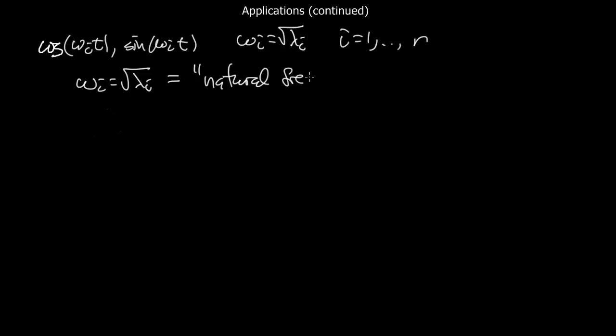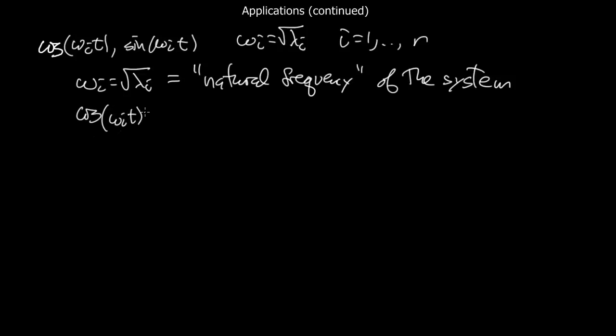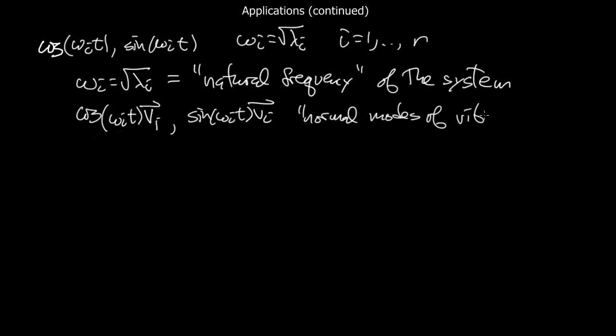And these omega i's are called the natural frequencies of the system. What that means is that depending on your initial conditions, it might actually be just a single omega i in a very simple periodic motion. And then the general solution is a linear combination of these. And these ones with just a single omega, sines and cosines, are called the normal modes. These are the simplest solutions to the differential equation.